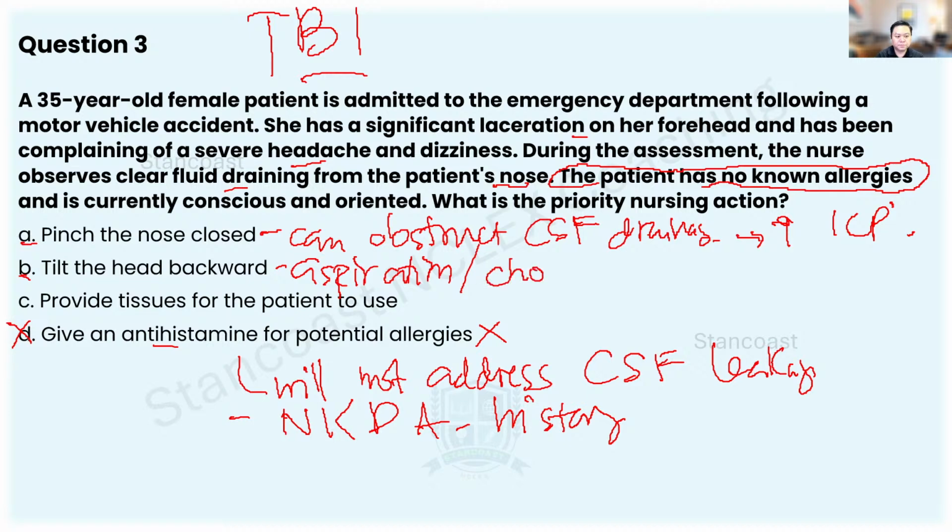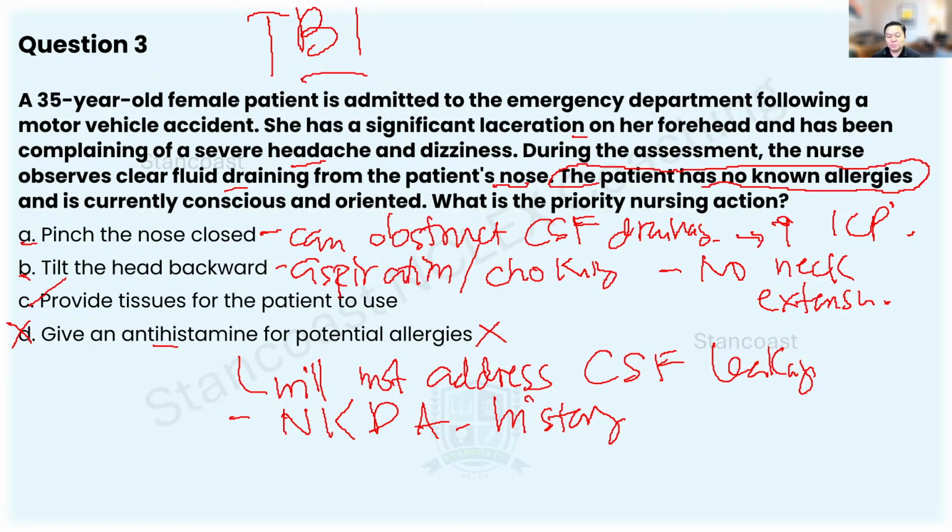Aspiration, choking. All right. No neck extension advised. If you are going to do letter C, that is the correct answer. Provide tissues for the patient to use. It is quite a hidden nursing action.